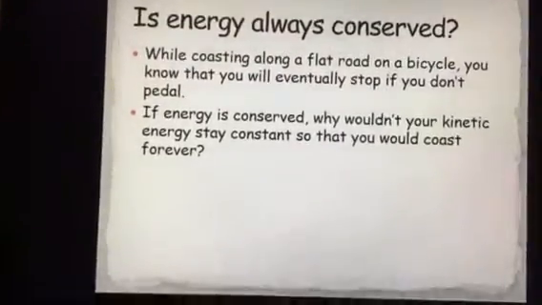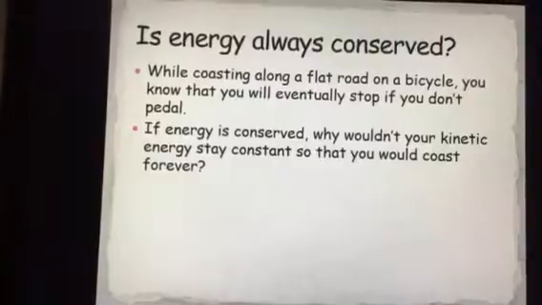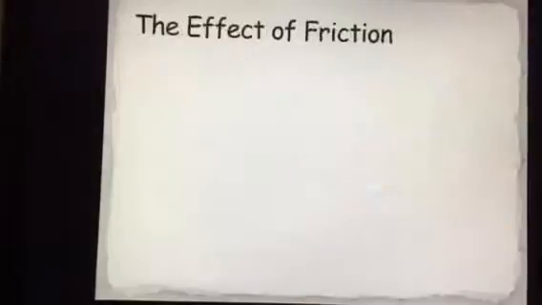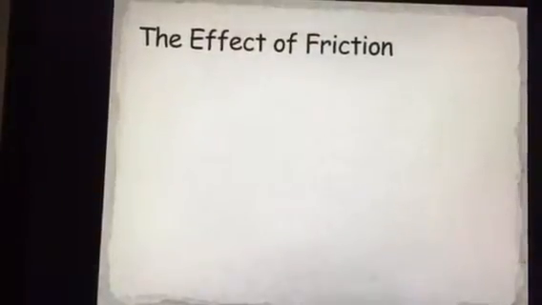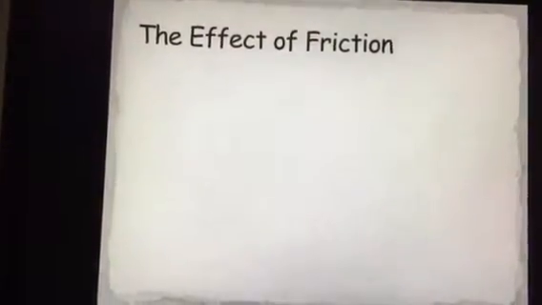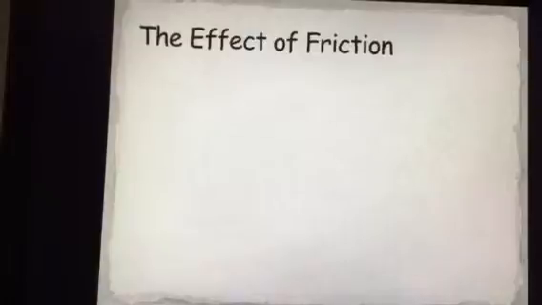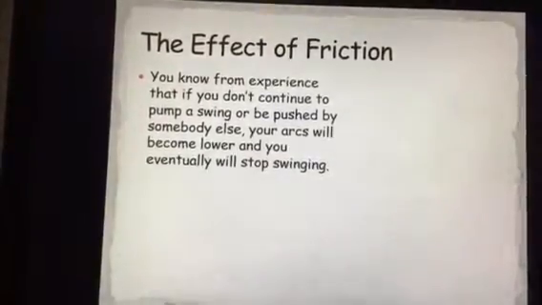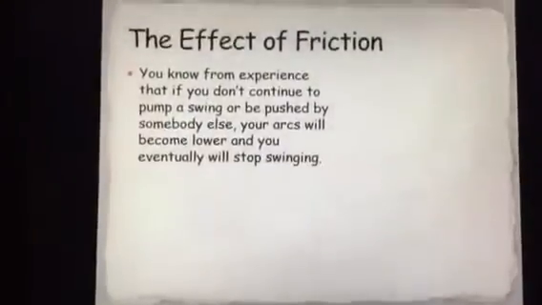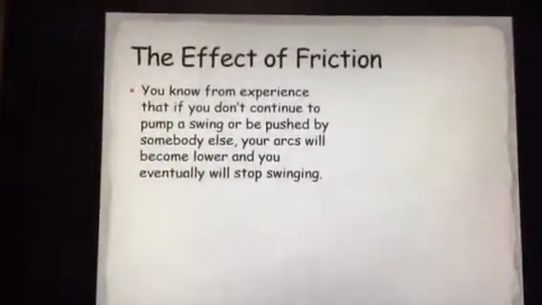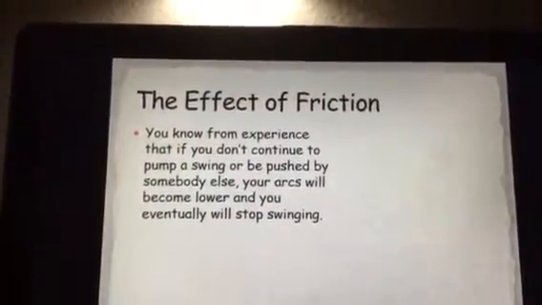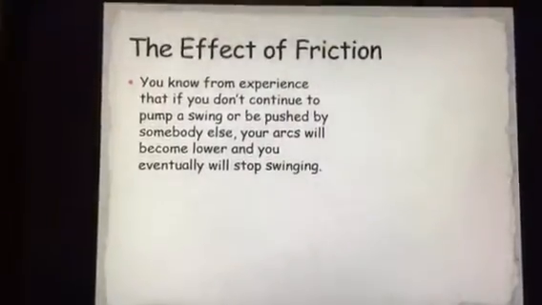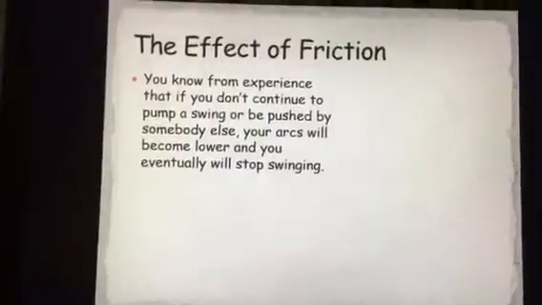So, if the energy is conserved, wouldn't the kinetic energy stay constant so that you would coast forever? Well, not exactly. Because you have something called friction acting on you. As you pedal, you're turning your potential energy into kinetic energy on the bike, but you also have this thing called friction acting against you. So, according to Newton's laws, unless acted on by an outside force, you'll keep going. Well, guess what? Friction's an outside force.